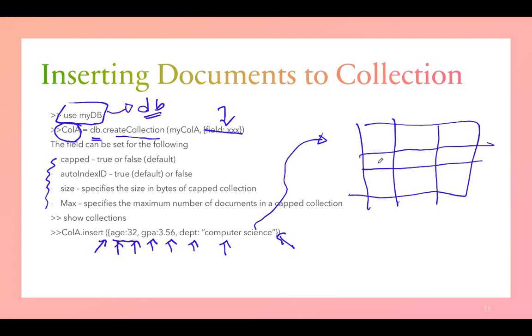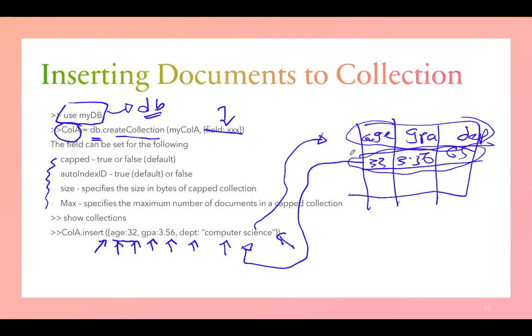So I'm inserting one row here, right? This is my age, this is my GPA, this is my department. Here, this is CS, this is 3.56, and this is 32. What I'm doing here is these are my keys and these are my corresponding values, and this is what I'm trying to insert by using comma separated key value pairs.